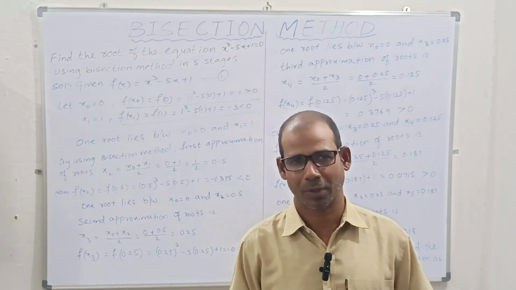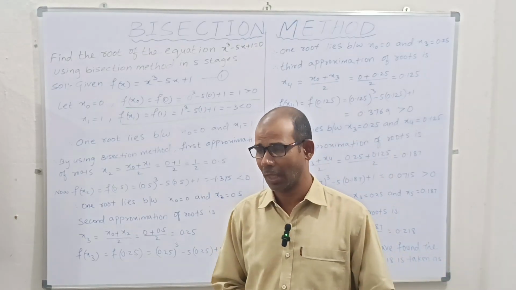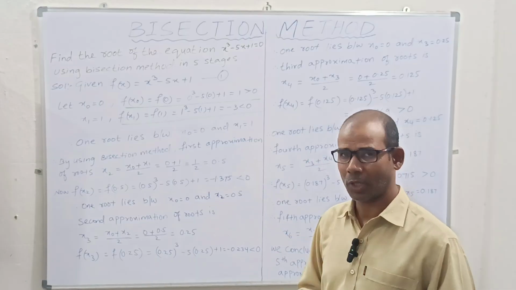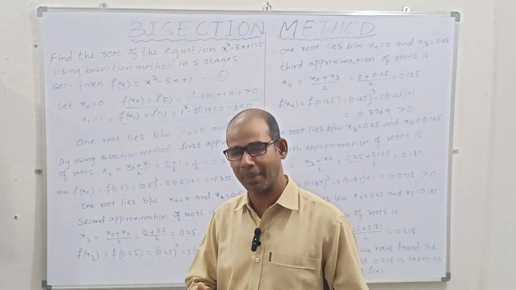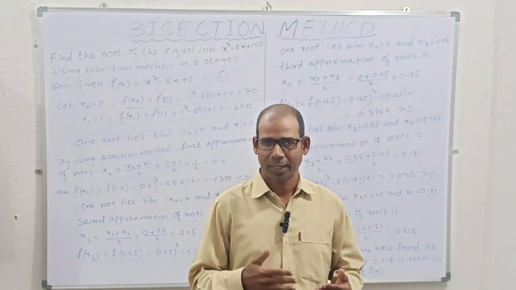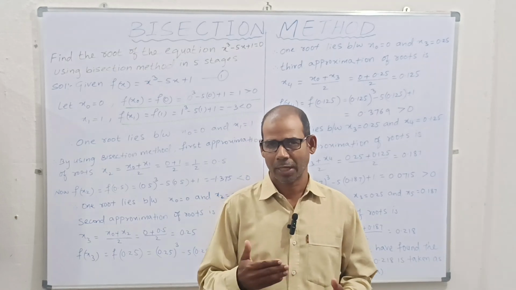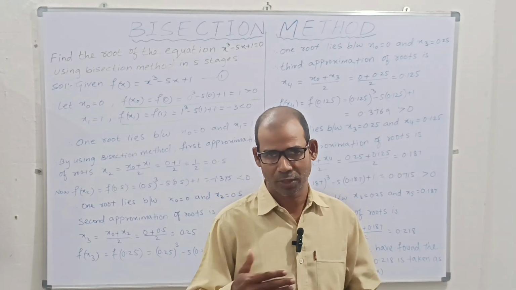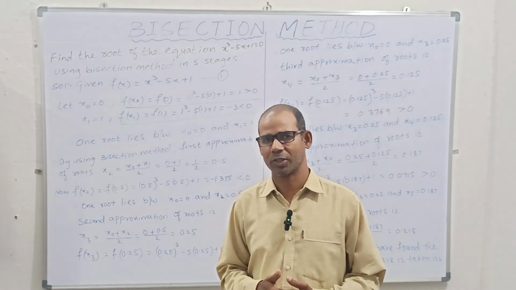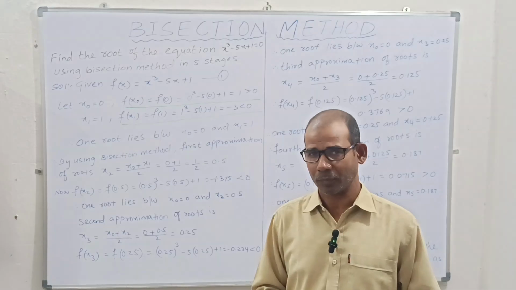Today we are going to discuss a topic from numerical methods, that is the bisection method. So what is this bisection method? Bisection method is a method of finding the root of the equation when we are unable to find the root by using the direct method, right? So when we are unable to find the root of the equation directly, we use the bisection method.